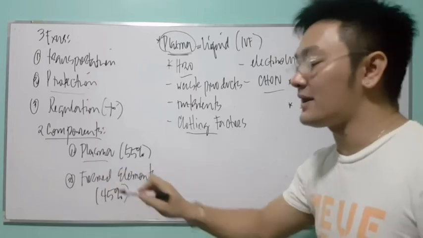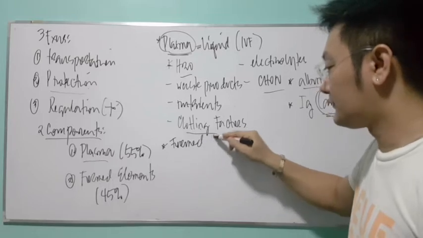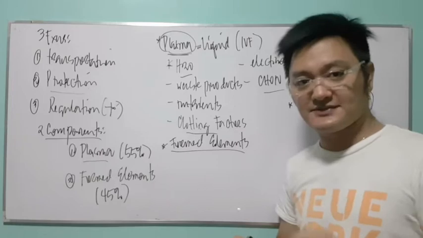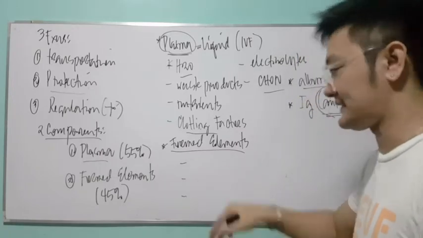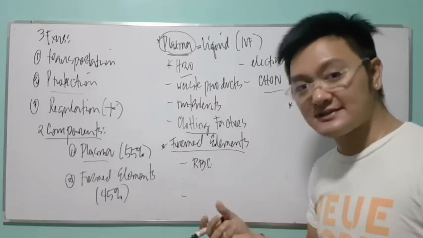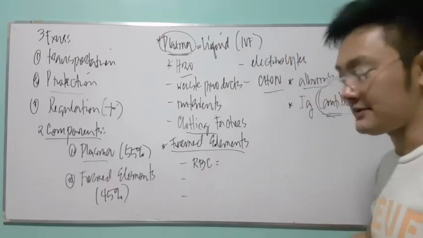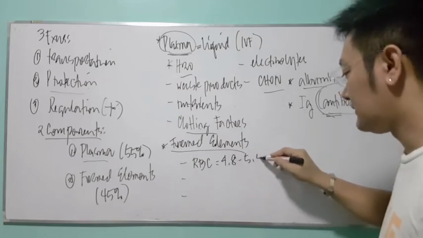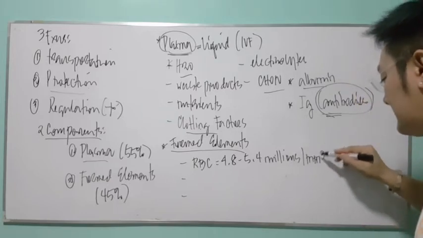Next, another component of your blood, as mentioned, will be your formed elements. When I say formed elements, there are three major formed elements. What are these three? You have the RBC. You call this your erythrocytes. These are cells that carry oxygen and carbon dioxide, right? The normal RBC count ranges from, of course, you know this one, 4.8 to 5.4 million per cubic millimeter.